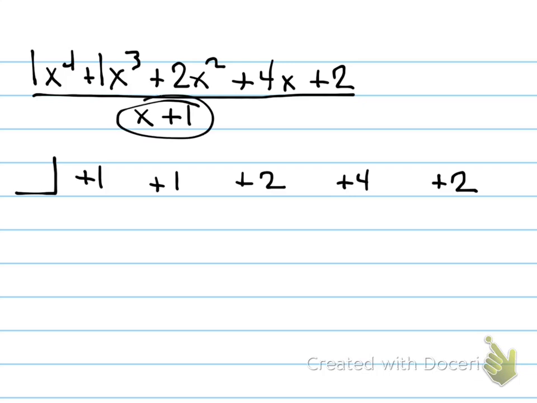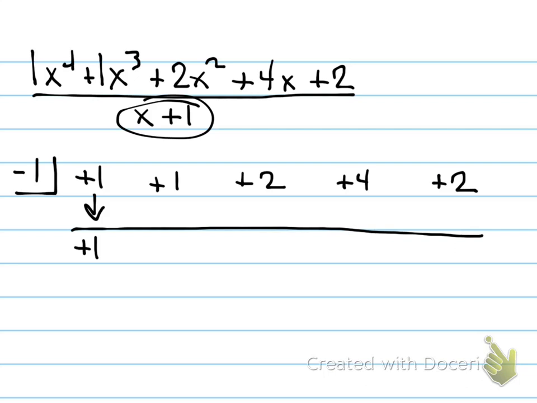I have to take that 1 away from that x, so it turns into a negative 1, right? What if it had been x minus 1 up there? What would I put in the box? Plus 1. Good. Skip a line and draw a line. What do I do with the first coefficient? Bring it down. It never changes. Then multiply and combine until you run out of numbers.